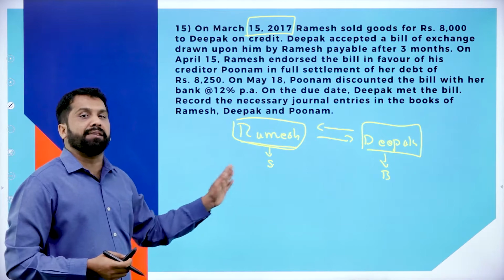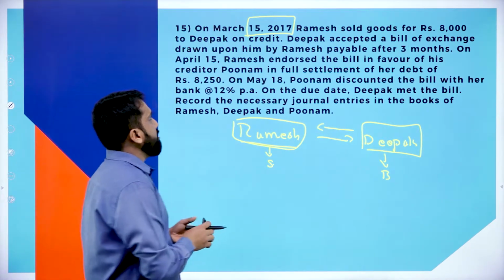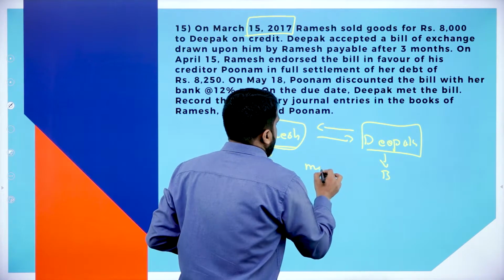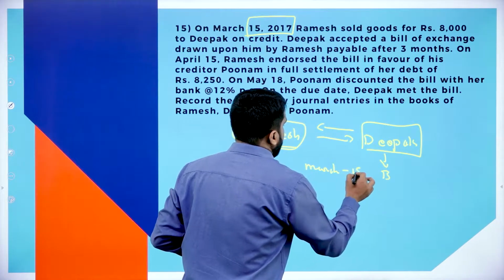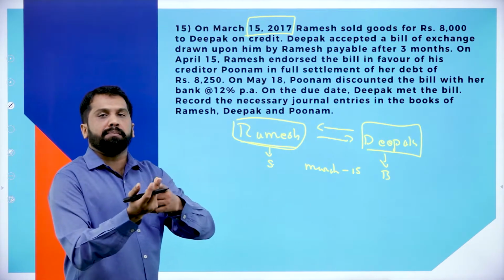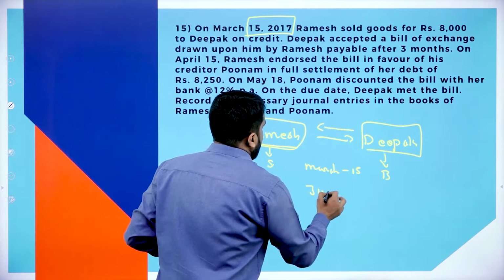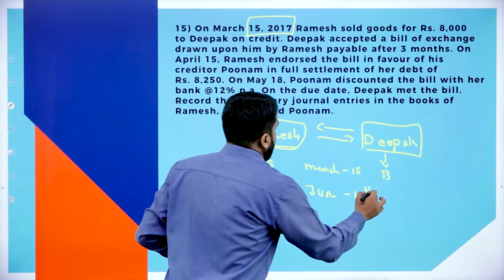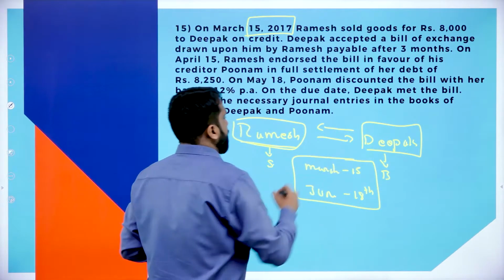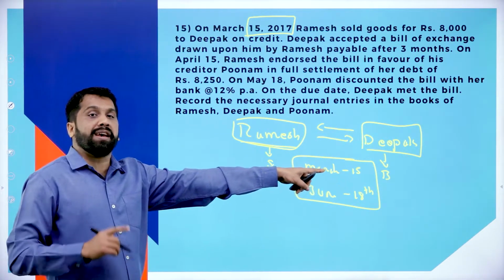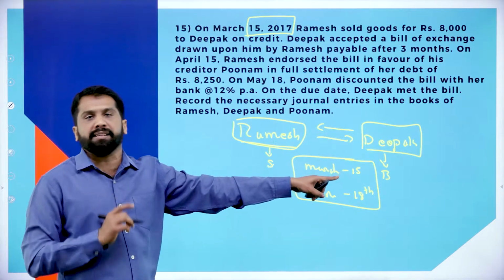So what was the actual agreement? If it is March 15th, then April, May, June 15th plus 3 days, June 18th will be the due date. So whatever amount he agreed, he will pay after 3 months and 3 days.